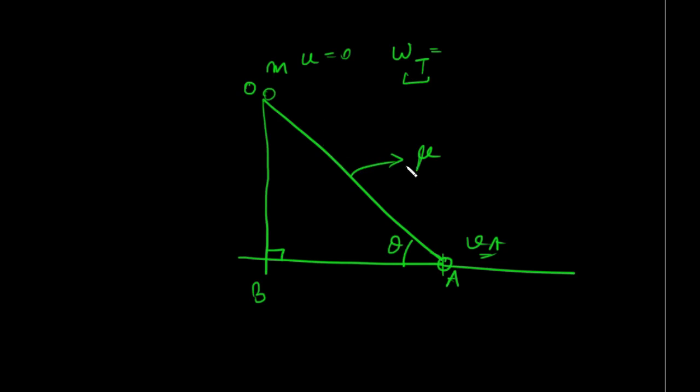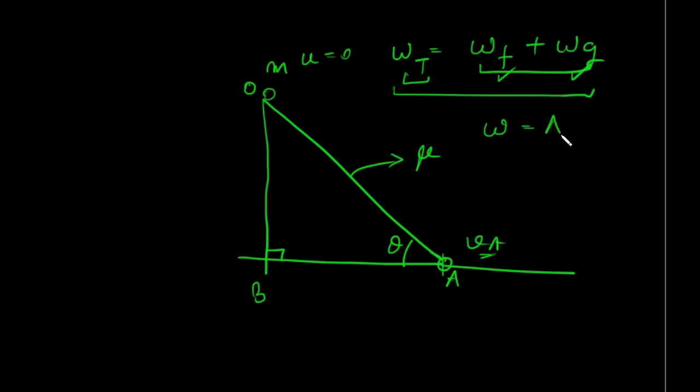Since the particle is traveling, friction will also do work because friction will oppose the motion. So there is work done by friction and work done by gravity. These will be the two works performed by two forces, frictional force and gravity force. Work done is the change in kinetic energy. Okay. So net work done would be equal to the change in kinetic energy, kinetic energy at A minus kinetic energy at B.